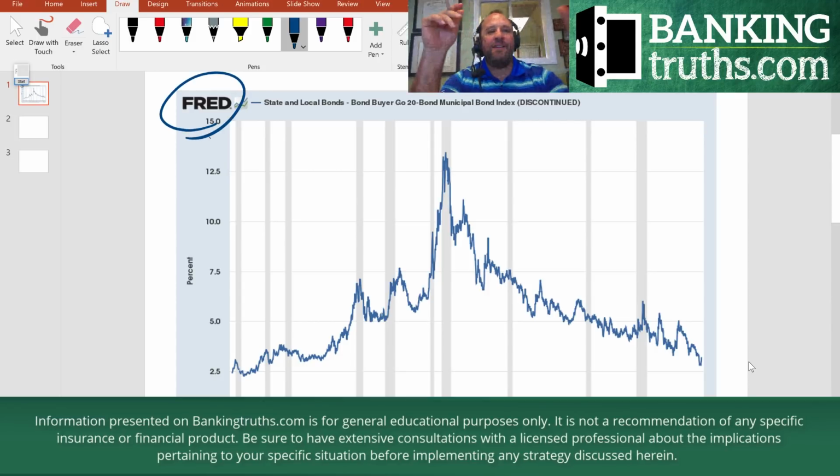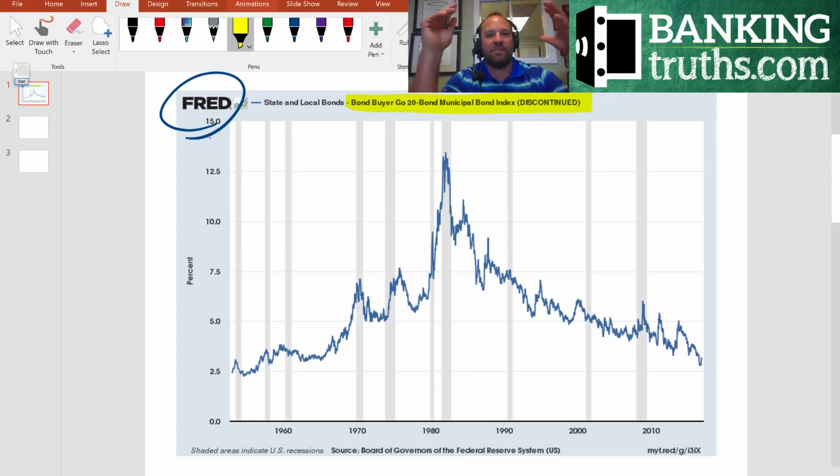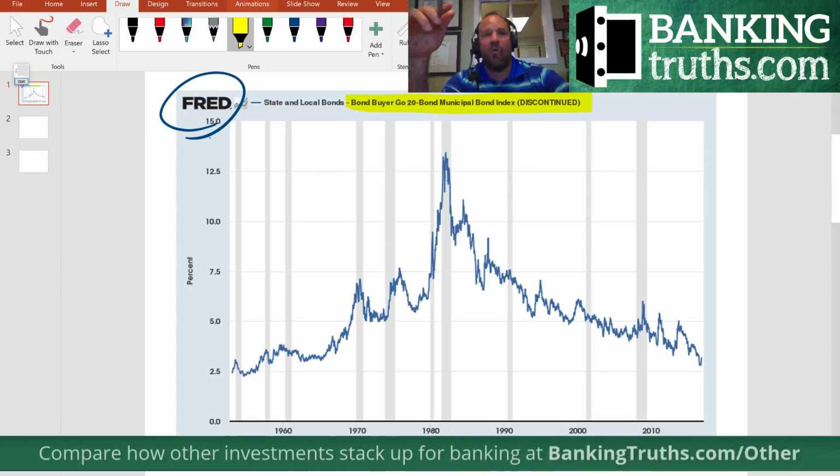And FRED stands for Federal Reserve Economic Data, and they've provided this nice graph on a municipal bond index that is discontinued, but gives us a pretty good sample size here, starting sometime in the 1950s, going to the mid to late 2010s. And we can go ahead and talk about a subject that a lot of my clients are interested in. Well, why do I have to use life insurance? Can I use municipal bonds? And the truth is you can, but after you watch this, you may not want to.